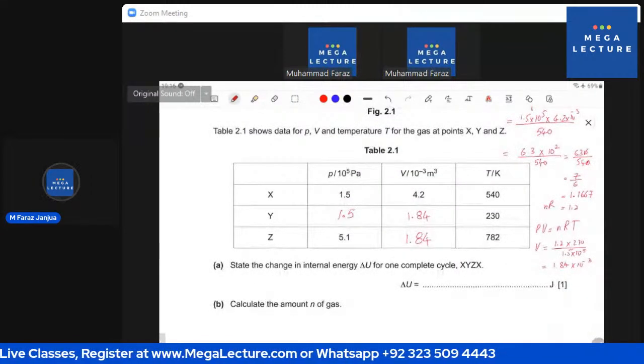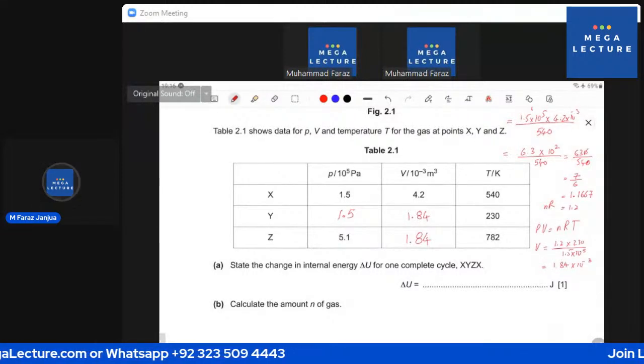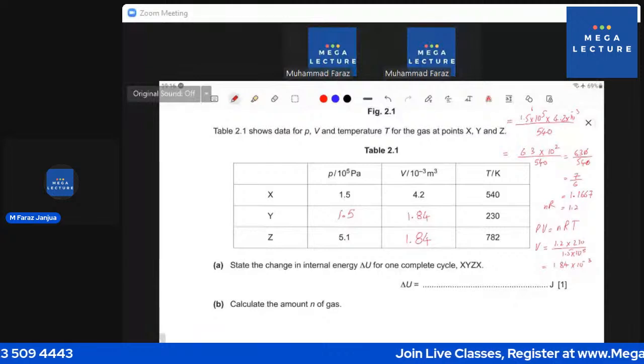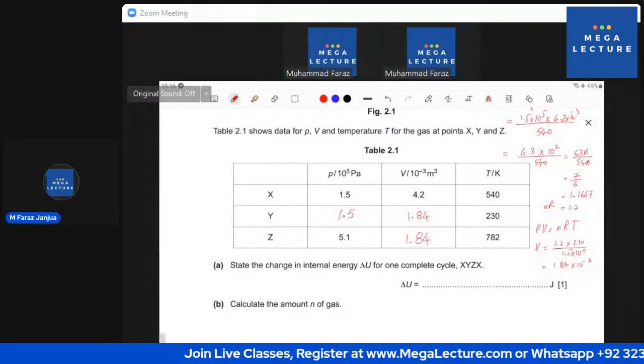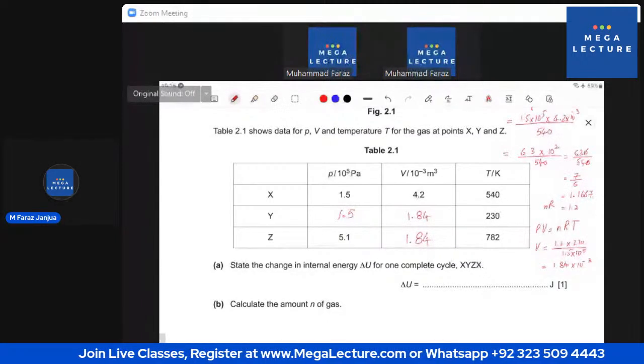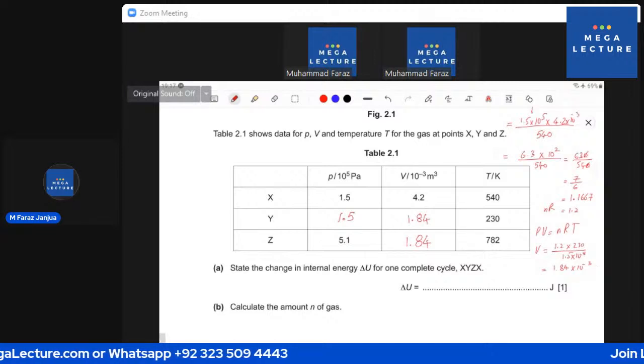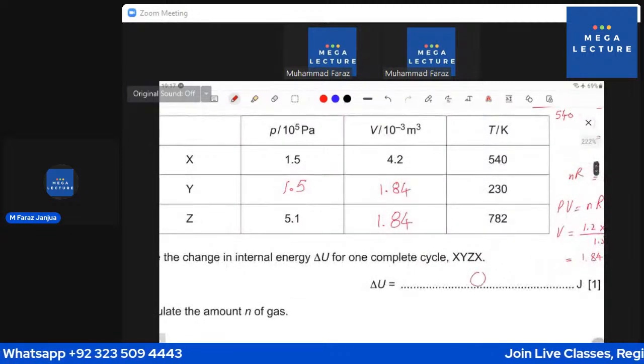State the change in internal energy for the complete cycle. Change of internal energy means how much energy in total has changed for the whole cycle. Remember, if it is a closed cycle, it means there is no change of internal energy. So internal energy change will be zero.